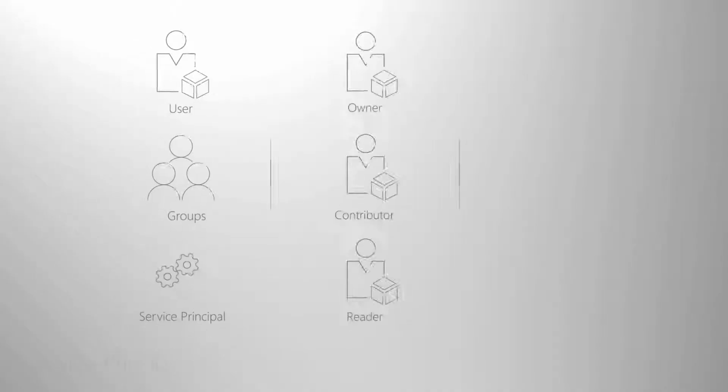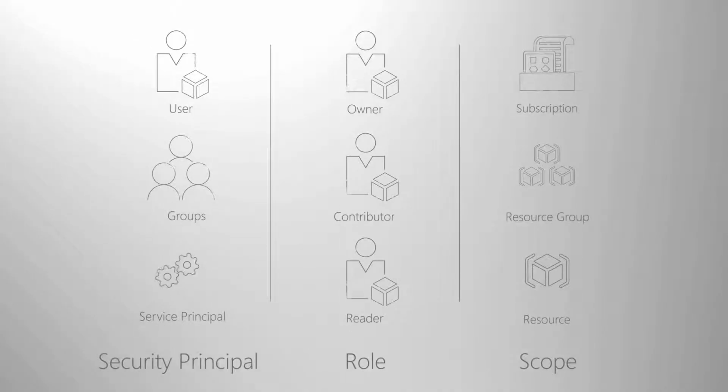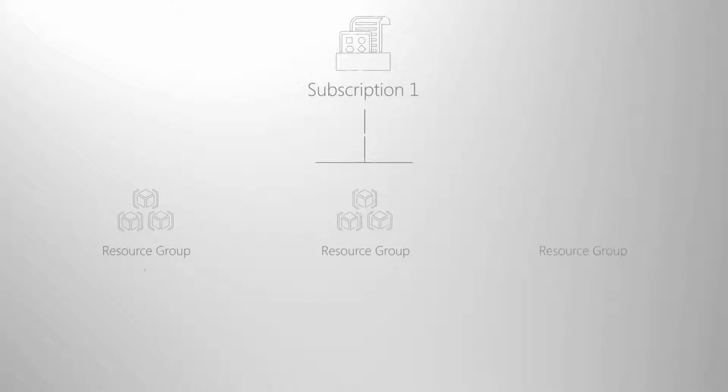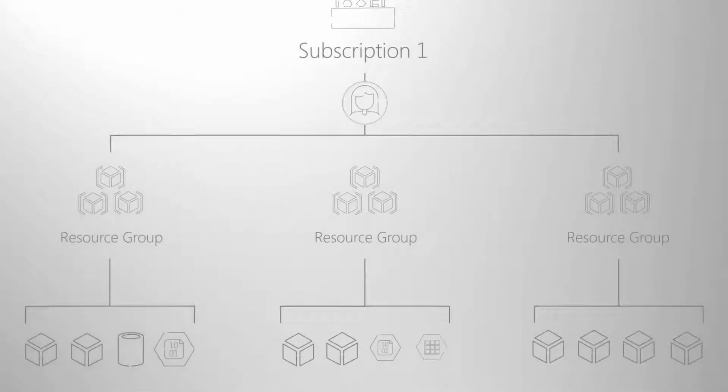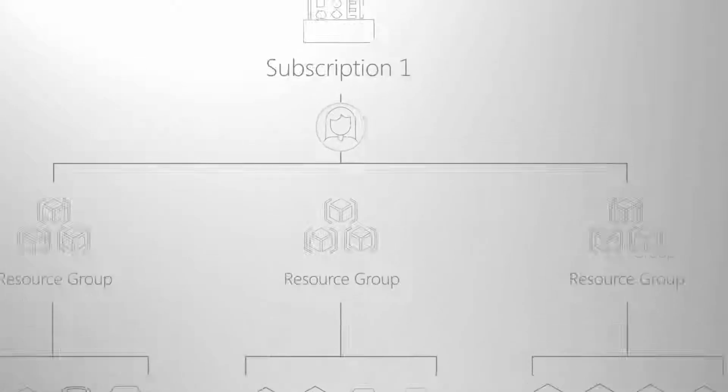You can grant access to resources by assigning a user, group, or service principal, such as a process or an application, to a specific role at a specific scope. The scope can be at the level of the subscription, a resource group, or an individual resource such as a VM. When a role assignment is made on a subscription or resource group, the assignment is inherited by the resources within that scope. Let me give you an example.